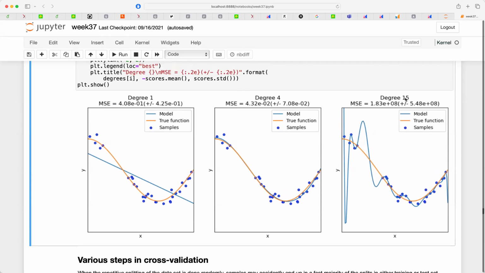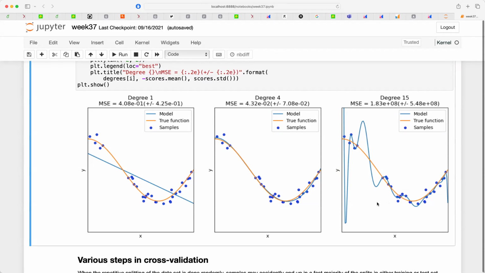Then you go to degree 15, and you see that your model behaves wildly compared to the true function. The mean squared error on the test data is just huge, 10 to the 8, and you have a standard deviation which is also huge. So what you see here is that in this particular case your model does not go through the data points. Here, your model is doing better. Here, you have forced the model to go through every single data point, almost.